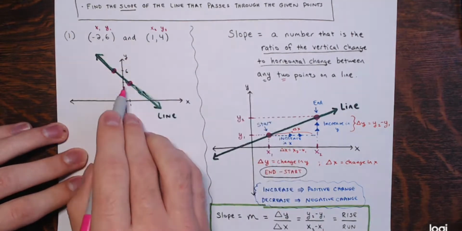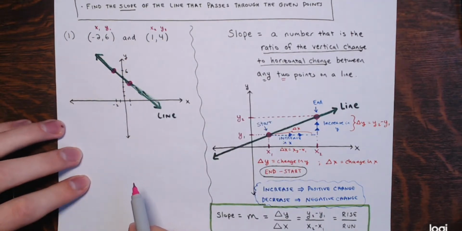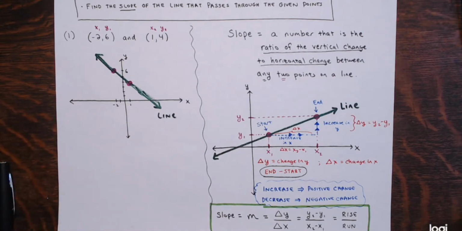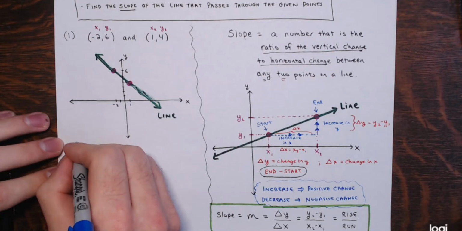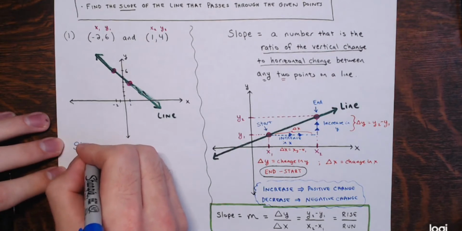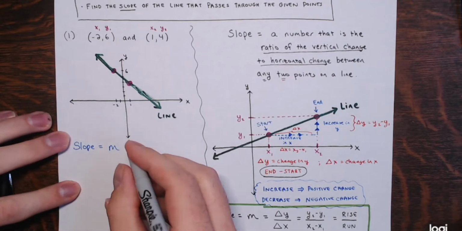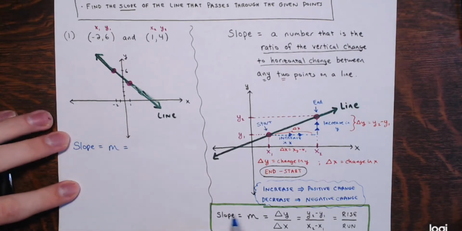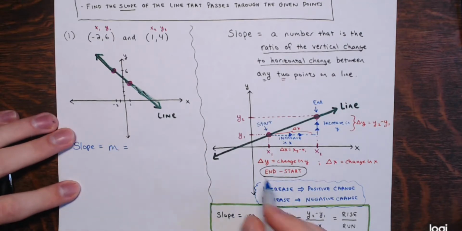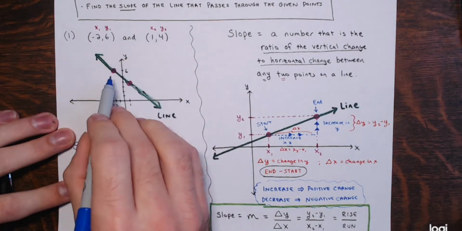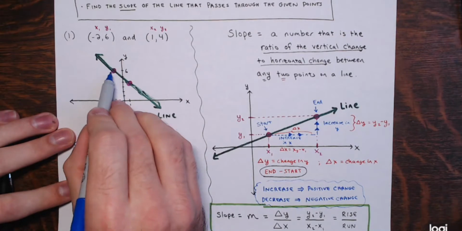Negative 2, 6, and 1, 4. All right, now to calculate the slope of this line, the slope again is usually represented by lowercase m, and like I said, it's change in y, vertical change. If I were to go from that point to that point, negative 2, 6 to 1, 4.